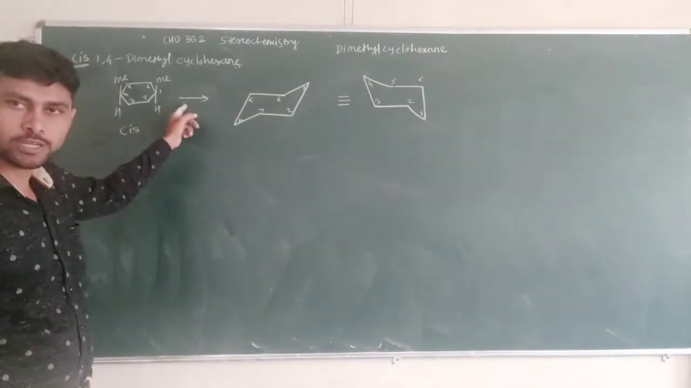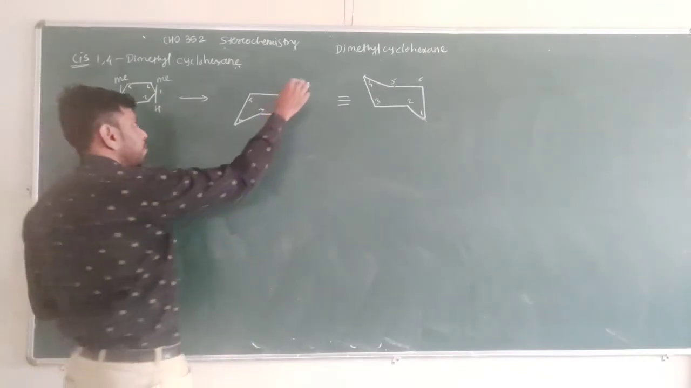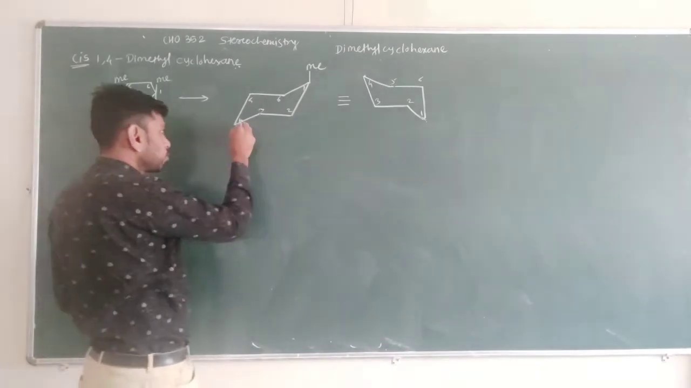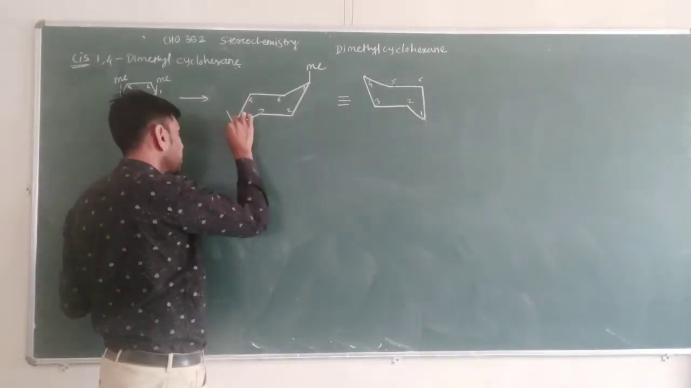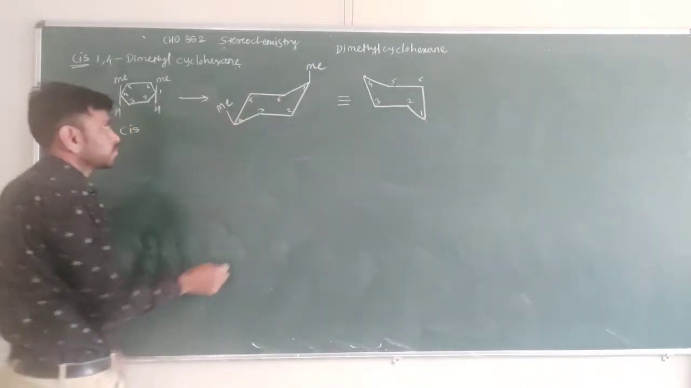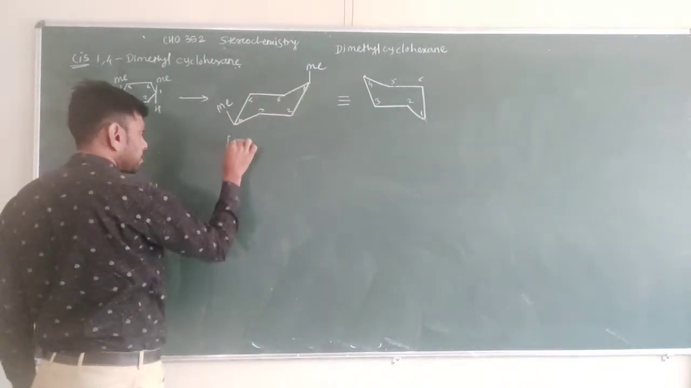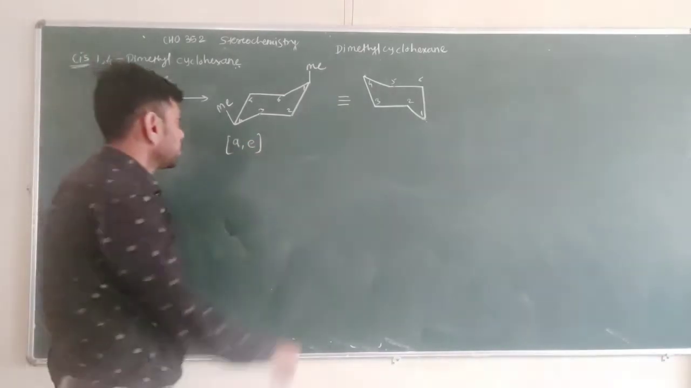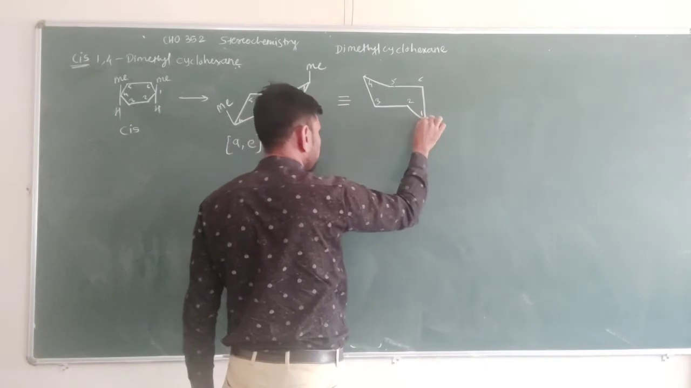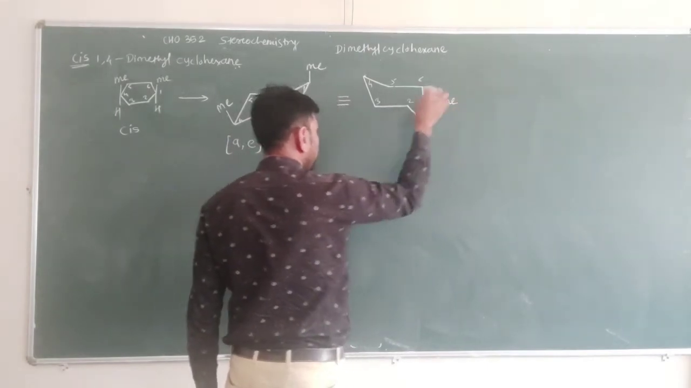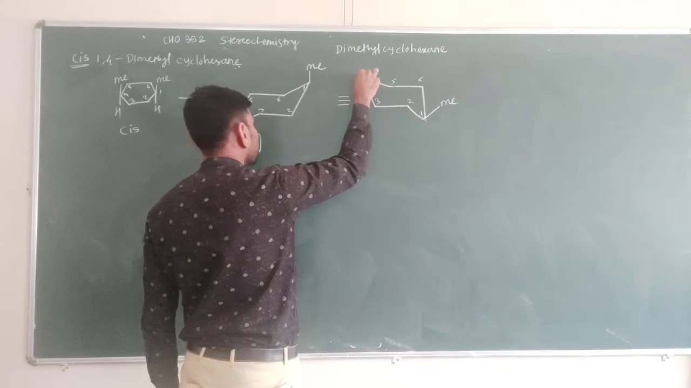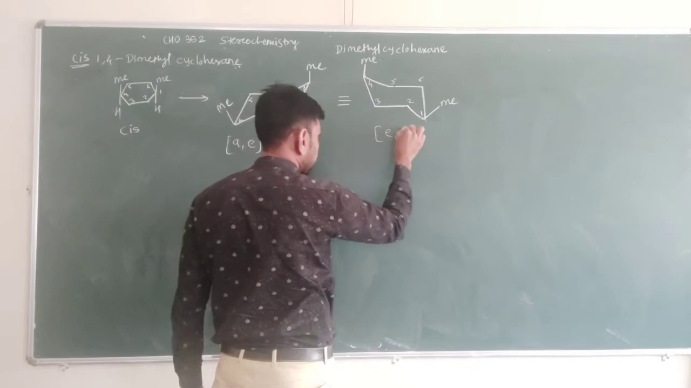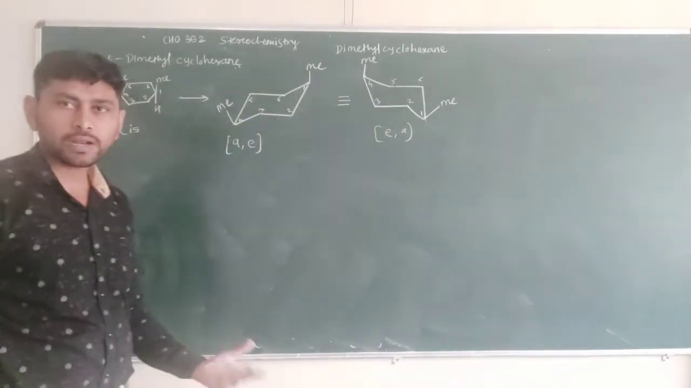Now put the substituents here. Position number 1 contains a methyl group on the upside. Position number 4 contains a substituent which is on the upside in the cis structure. So upside, what it looks like here, axial position, here equatorial position. So the AE form is obtained for the cis isomer, and after ring flipping, position 1 contains the methyl group on the upside, and position number 4 contains the methyl group on the upside also. So here one equatorial, one axial. So axial-equatorial and equatorial-axial forms are obtained.